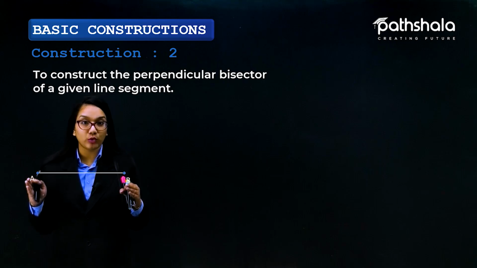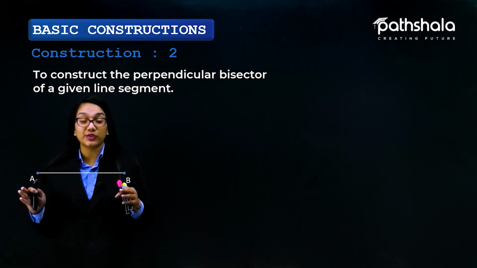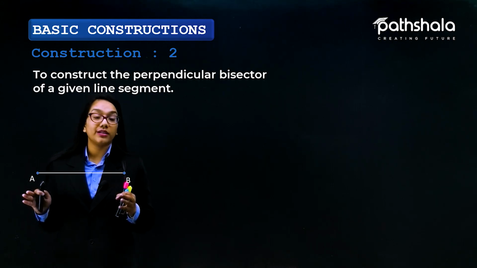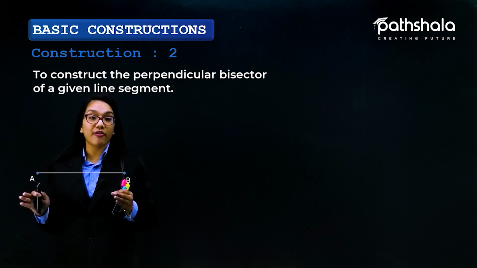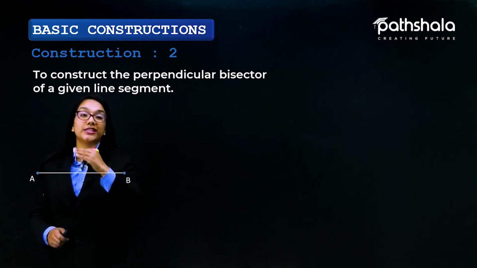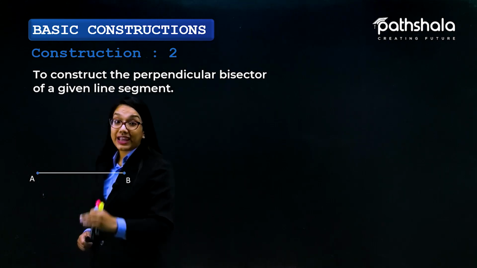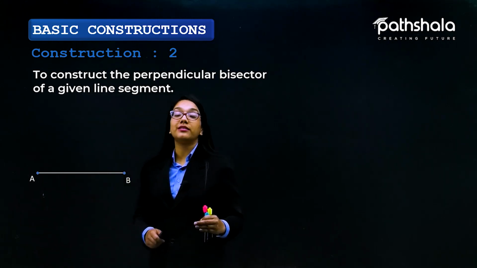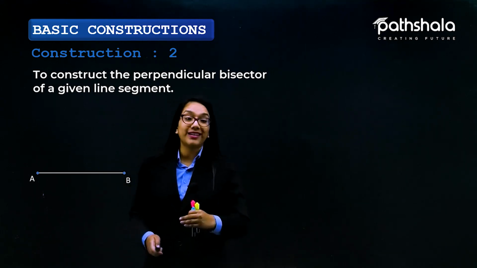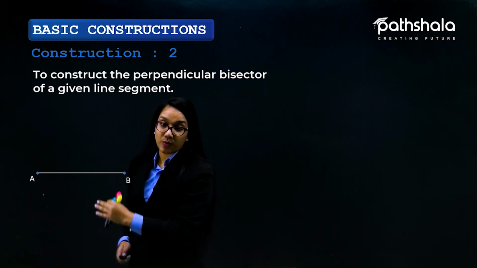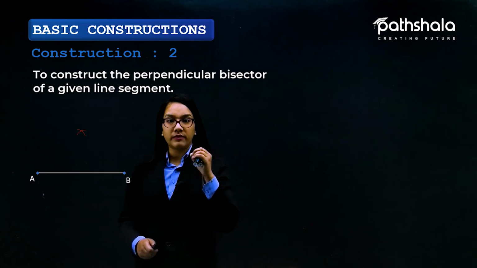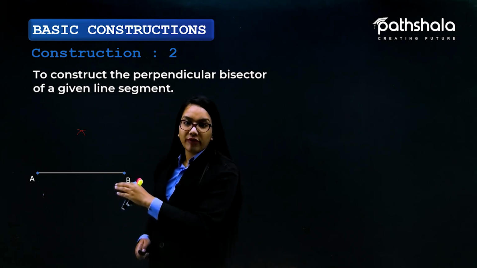Now further I have to construct the perpendicular bisector. So using the compass and taking A and B as the center, and taking the radius as more than half of AB, I'm marking the arcs above as well as below. So taking A and B as the center, the radius should be more than half of BA, such that I'm marking the arcs up as well as below, and we look at the point of intersection of these arcs.